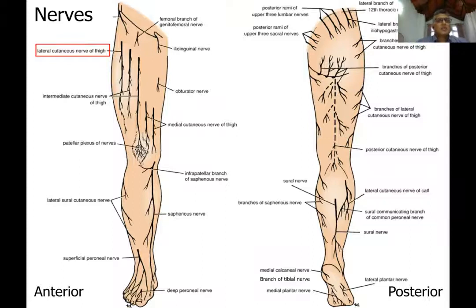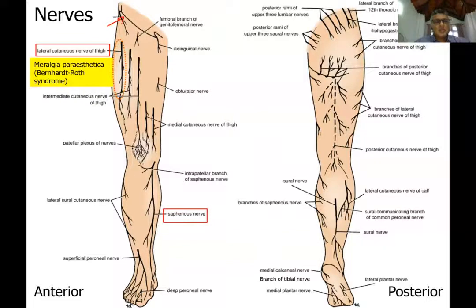Now this nerve can get compressed under the inguinal ligament, and then it can give rise to a condition called meralgia paresthetica. You get pain, numbness, and paresthesia of the lateral aspect of the thigh, which is also called Bernhardt-Roth syndrome. So that is one point that you need to remember.